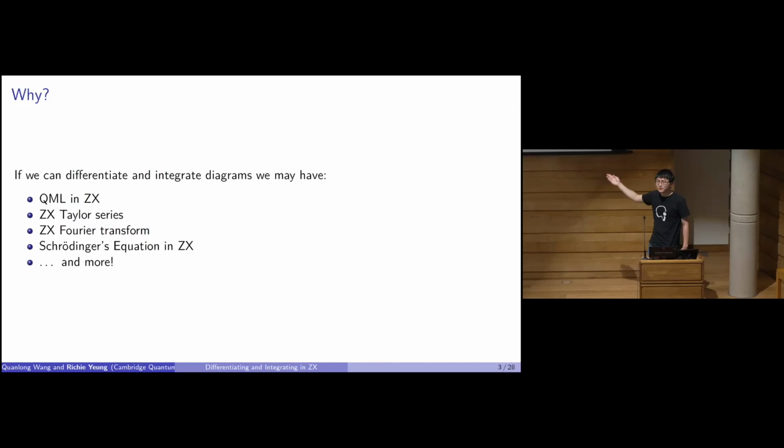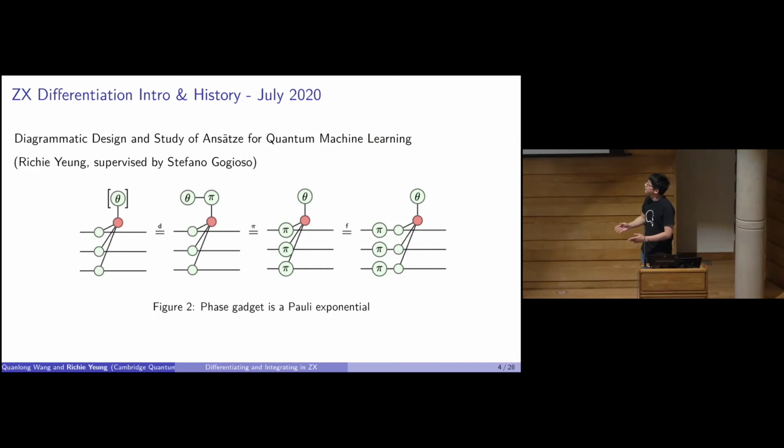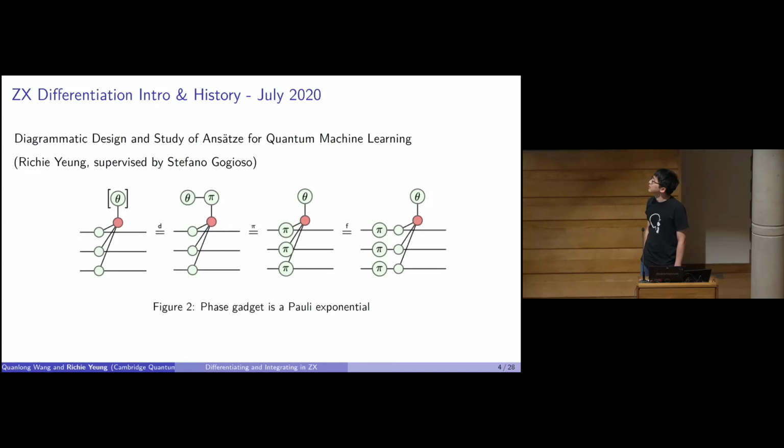So a bit of gentle ramp up on how to do differentiation in the ZX calculus. I first started differentiating some Pauli and phase gadgets in my master's thesis in 2020. And here's an example of a phase gadget in the ZX calculus. It looks like this.